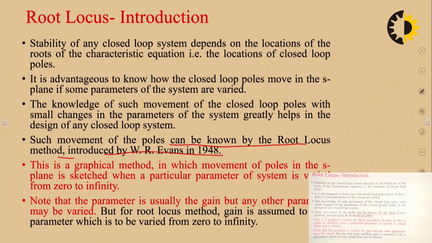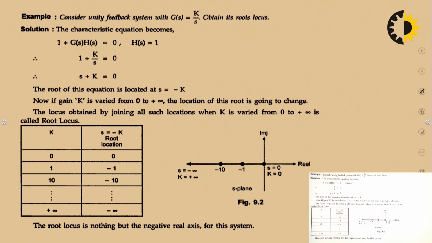Here usually the parameter is gain, but any other parameter may be varied. But for the root locus method, gain is assumed to be the parameter which is varied from 0 to infinity. We can also vary the gain from minus infinity to 0, but that is part of the inverse root locus. Right now we are focusing only on the root locus, so the parameter will be varied from 0 to infinity. We will see by numerical how we draw the root locus.